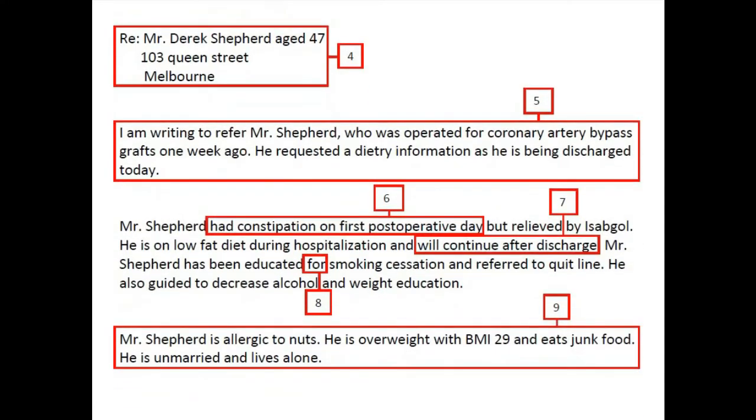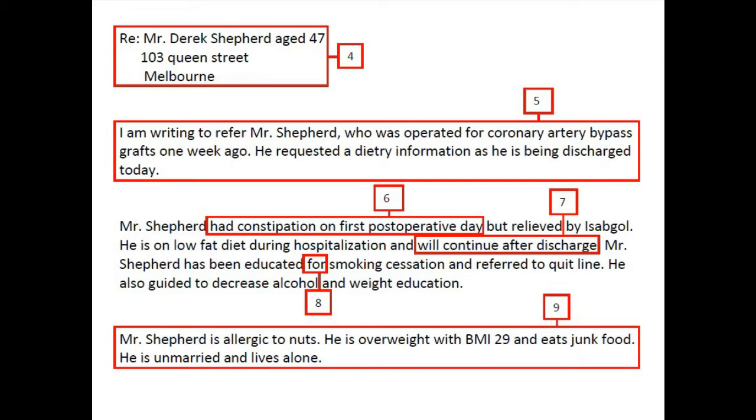Moving to the introduction, I am writing to refer Mr. Shepherd, who was operated for coronary artery bypass grafts 1 week ago. He requested a dietary information as he is being discharged today. The candidate tried to provide some information but not in an impressive manner. It can be written in such a way like, I am writing to request a dietary guideline for Mr. Shepherd, who is recovering after a coronary bypass graft and will be discharged today, which is much more precise and concise.